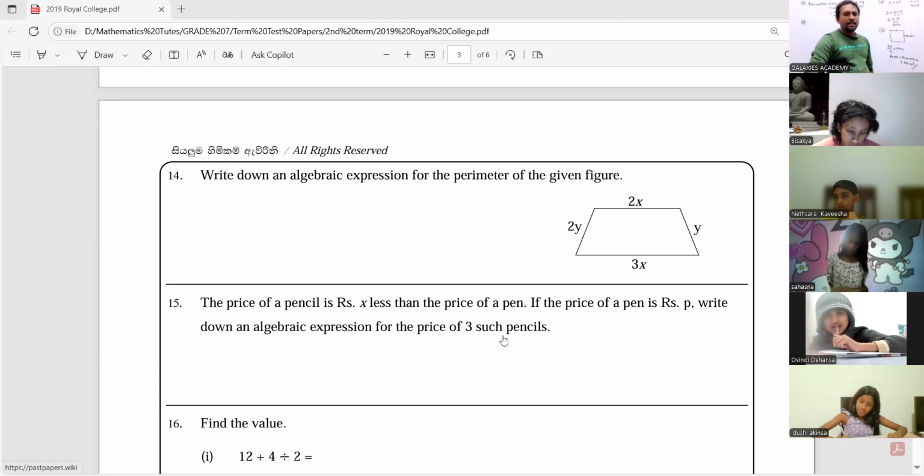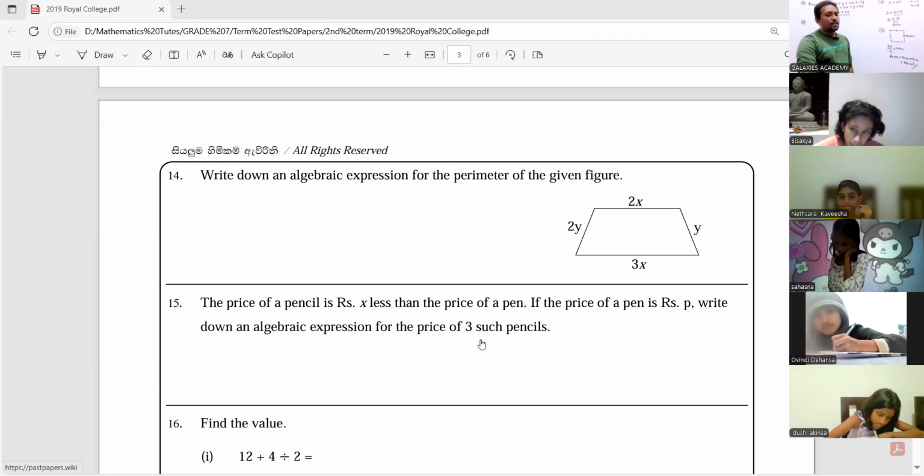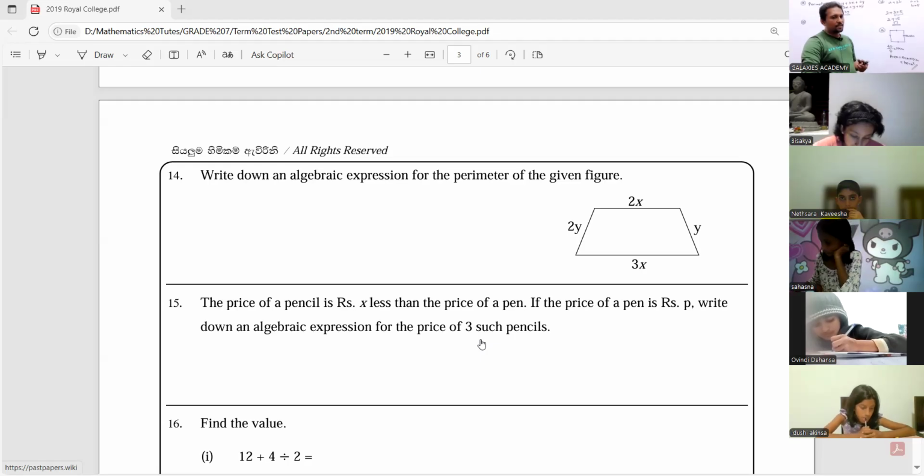First you can write the price of one pencil. Right, now if you know the price of one pencil, you can find the price of 3 by multiplying by 3. So first you write what is the price of a pencil. What is the price of a pencil? How can you write it as an algebraic expression?